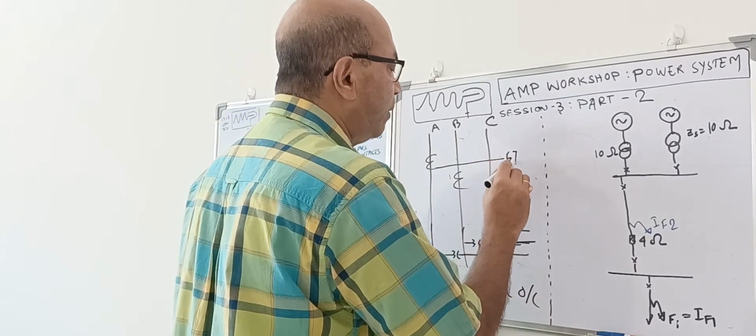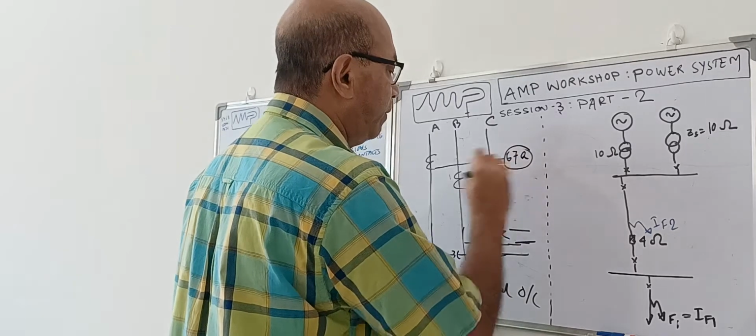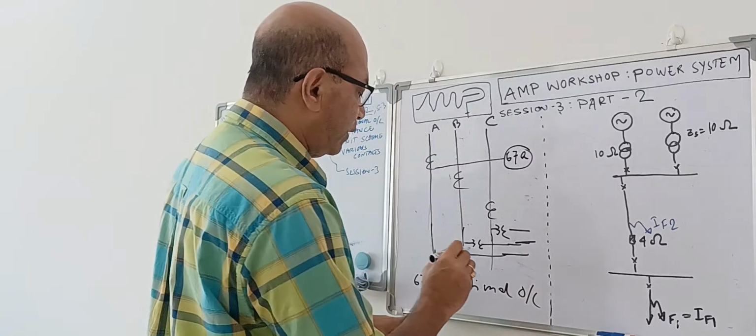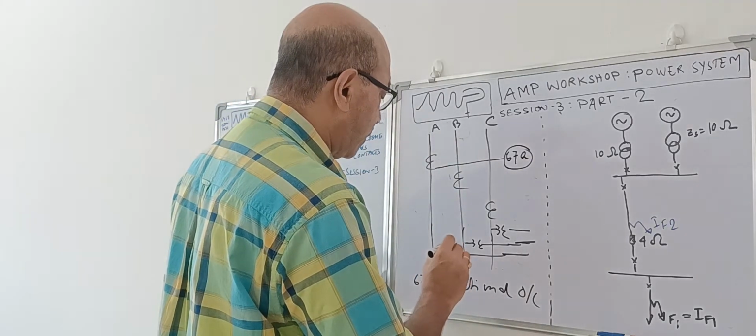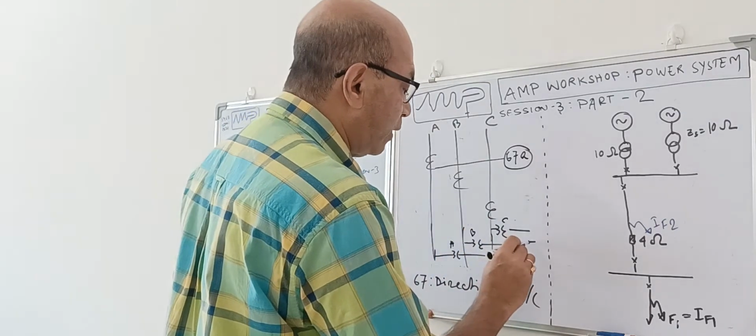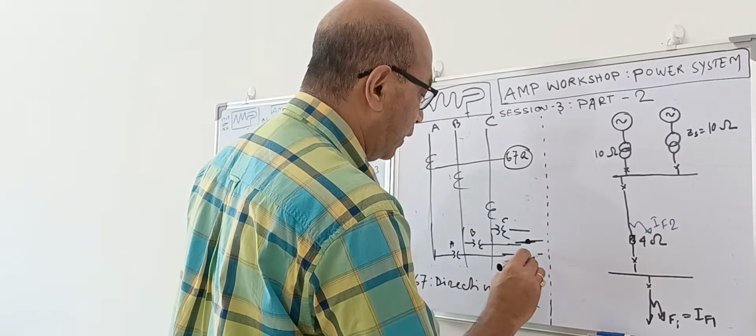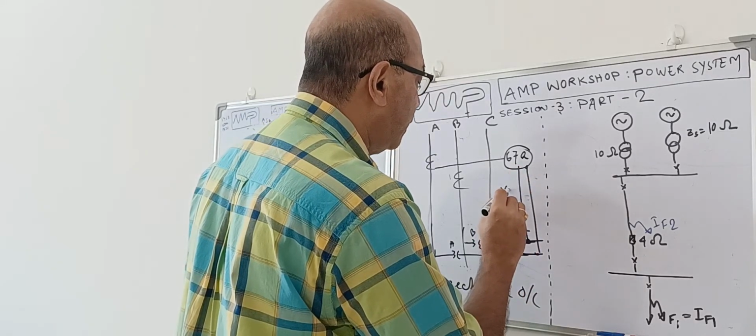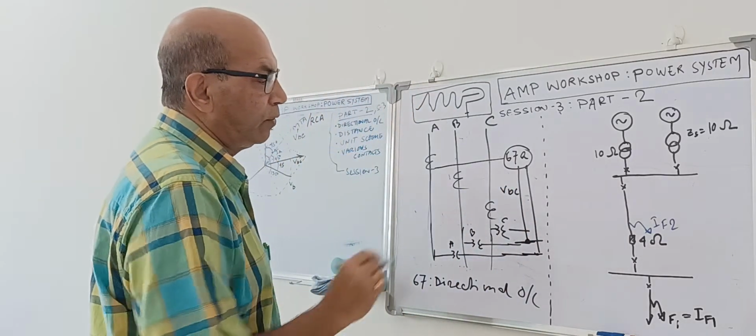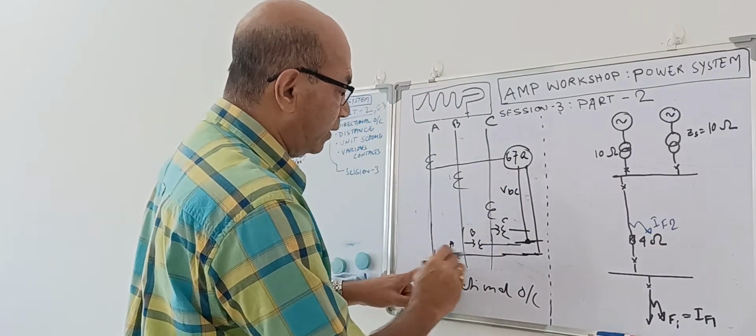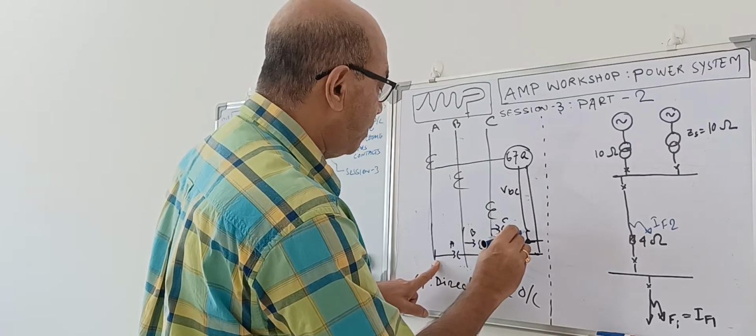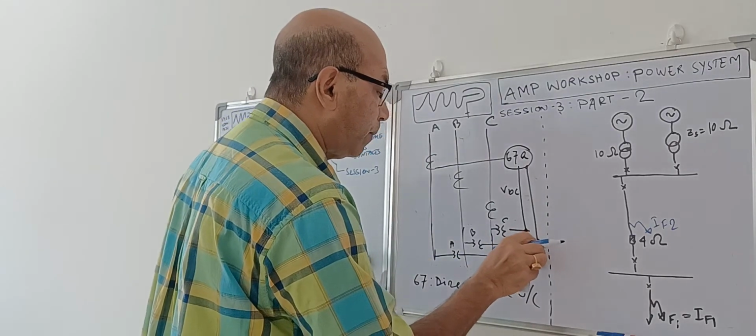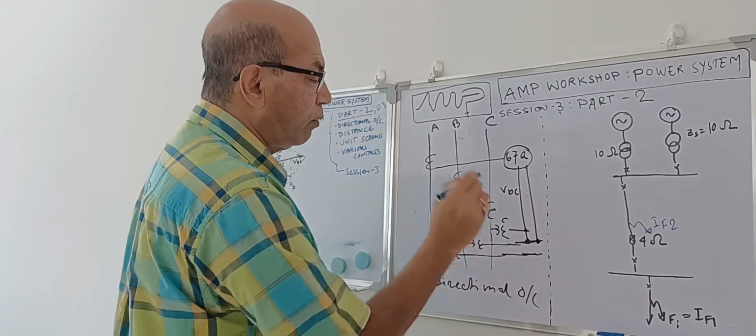Now this is 67A, that is the phase element. The A phase element will take the current from A phase, and it will take the voltage from B and C. This is your A, this is B, and this is C. So this voltage will come to this relay, that is VBC. So this is a cross reference. When A phase current is coming, voltage is taken from B and C, and this voltage goes to the relay.